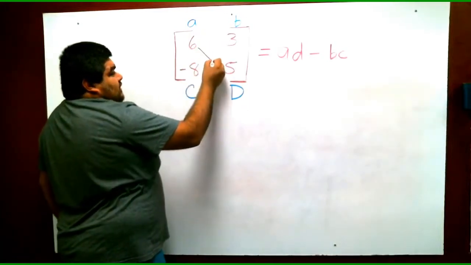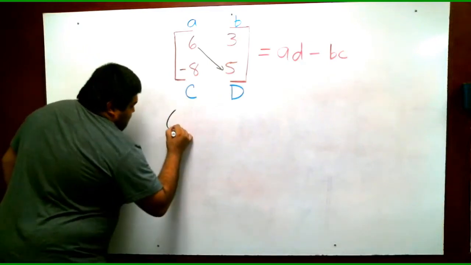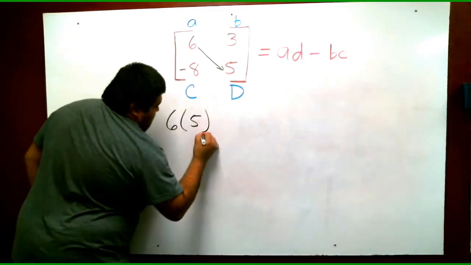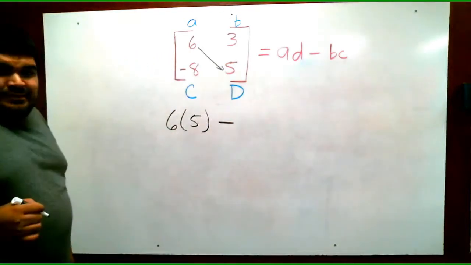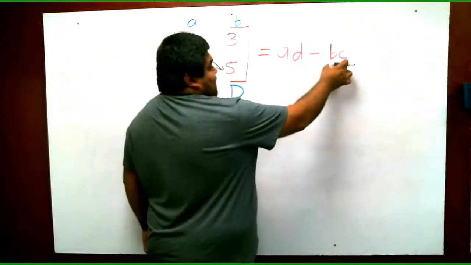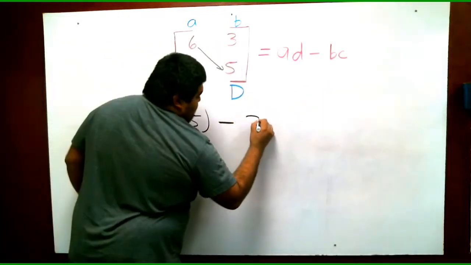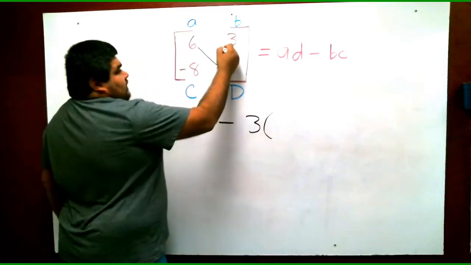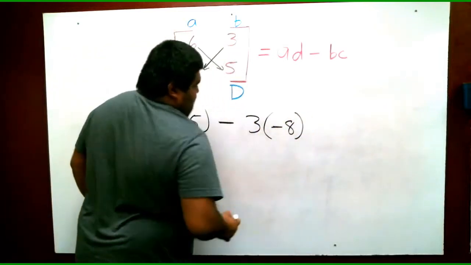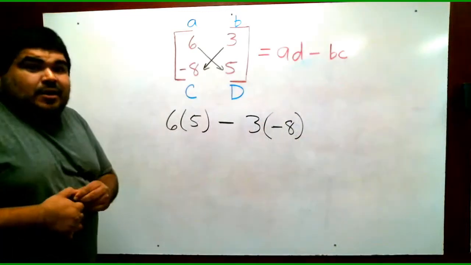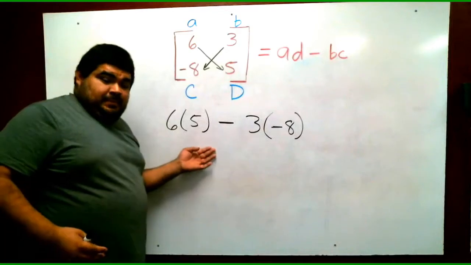So 6 times 5. So we have 6 times 5 minus B times C. B, which is 3, times C, which is -8. Okay. Now it makes it a lot easier, right? Make it into just a regular equation.